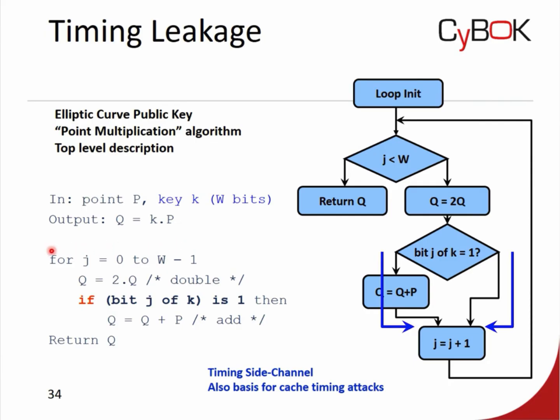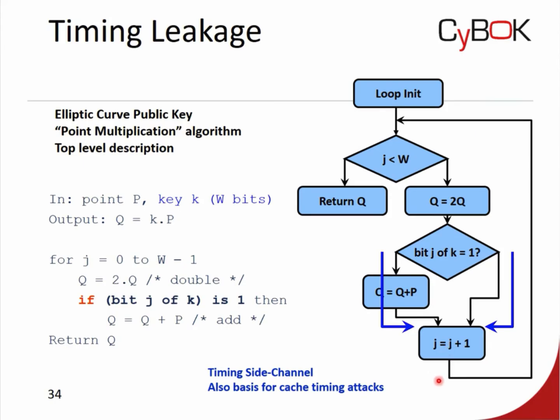Now how does the algorithm work? It goes through each of the bits of K, starting with the LSB, and if the key bit is 0, you only do the double operation, but if the key bit is 1, besides the double, you also perform a point addition operation, and then you keep going in this loop W times. Now if I show this on the flow chart, you check if you're smaller than the boundary, you double each time, but then you check the key bit, and you can see that the calculations for key bit 1 are much longer than for key bit 0. And this is called a timing side channel.